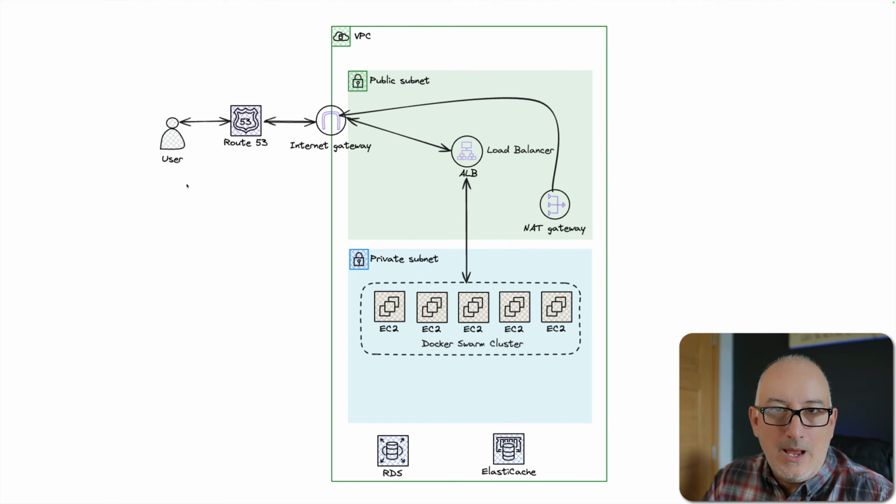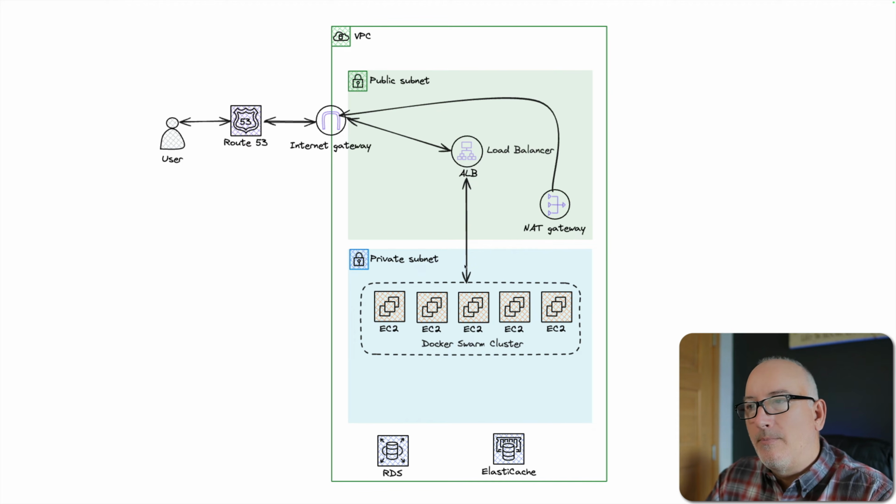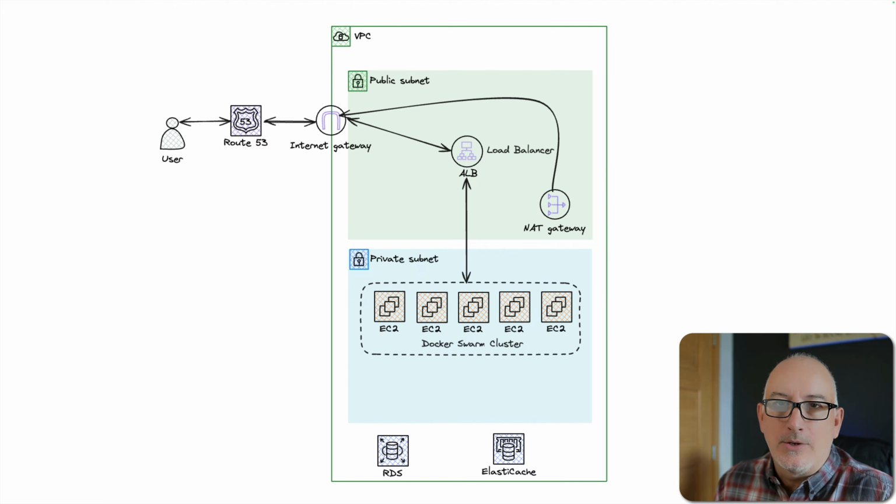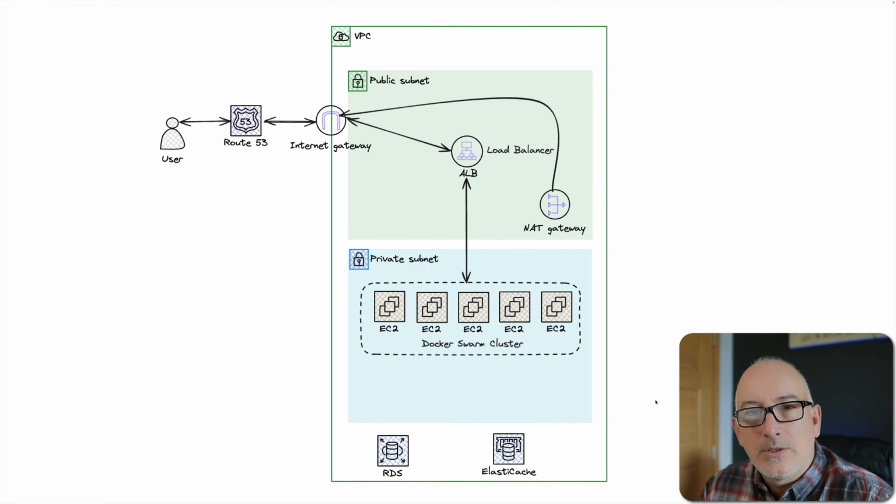When requests come in, this application load balancer will handle that initial request. It'll balance that request between the different nodes in our Docker Swarm cluster. And the Docker Swarm cluster, we're going to put in our private subnet, because each of these EC2 instances is going to need access to our Elasticache and our RDS. That's another change that we're going to have to make to our application. So that's the direction that we're going to head. Let's go ahead and make these changes.